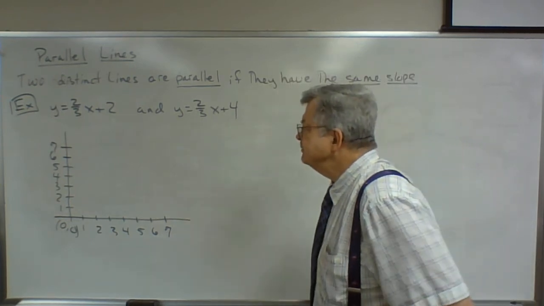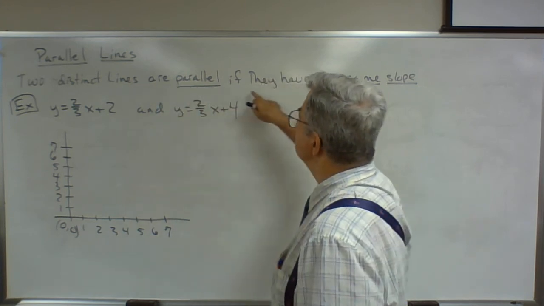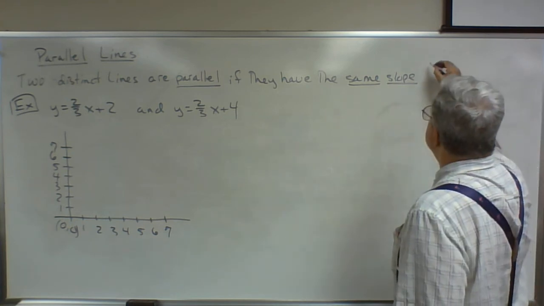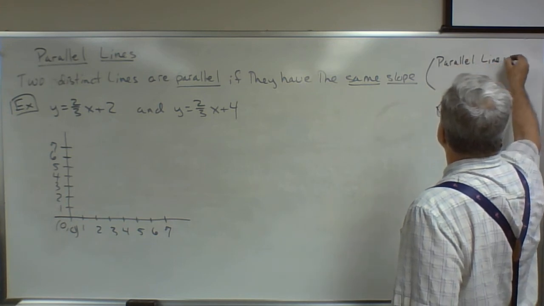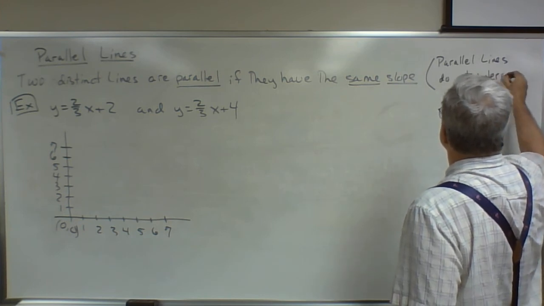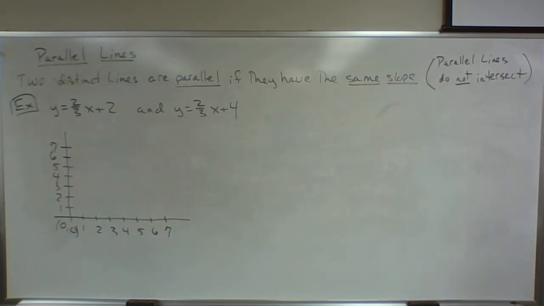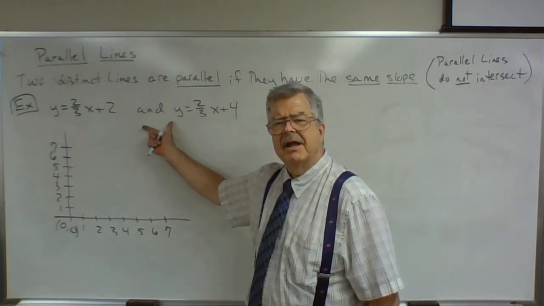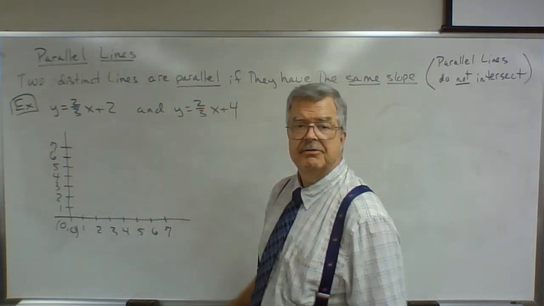Here's a good example. Parallel lines. Two distinct lines are parallel if they have the same slope. And note, parallel lines do not intersect. Here are two distinct lines, and I claim they're parallel. They both have slope 2/3.